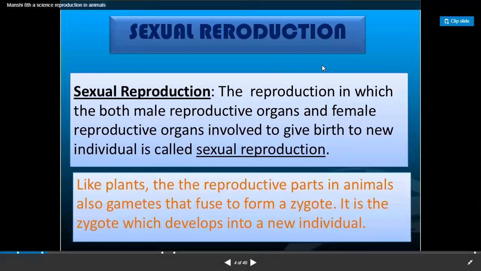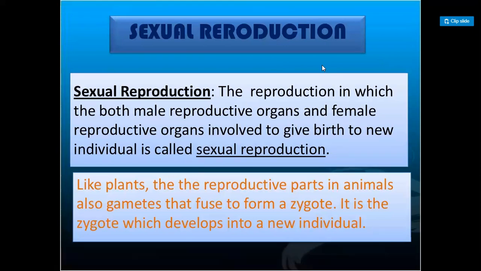So first of all, sexual reproduction. The production of new animals by the existing two parents by the fusion of their gametes is called sexual reproduction. It involves the fusion of male gamete with female gamete, which leads to the formation of zygote that develops into a new individual. Zygote, gametes, all this we will discuss in this chapter. Fishes, frogs, cows, dogs, human beings, these all reproduce by sexual reproduction.